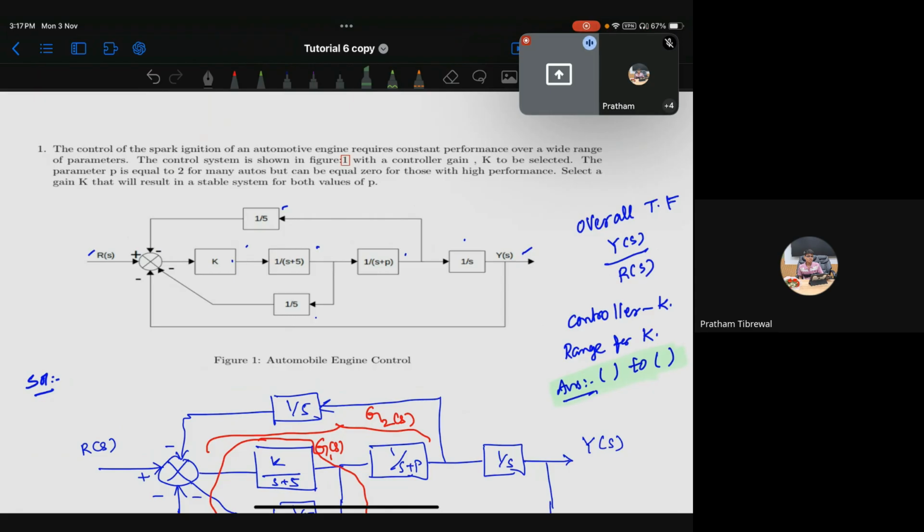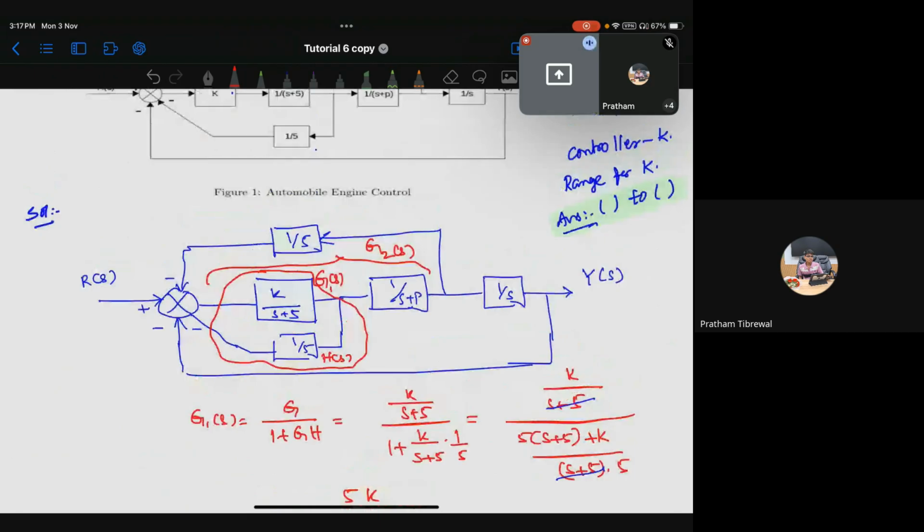So the first part is to calculate the overall transfer function. You can see I have taken the same image. We try to reduce this block diagram first. First we consider this part, which simply looks like G with a feedback H. We have a summing point here, this is input, this is output, plus minus. This is the inside circle part.